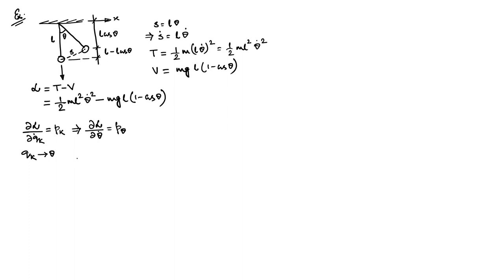So, if that is the case, then what is p theta? P theta is equal to partial differential of L with respect to theta dot. Now, if we do that, we have to differentiate this expression of Lagrangian with respect to theta dot. If we do that, we will get m L square theta dot. So, if I differentiate p theta, that is the generalized momentum, with respect to t, what we will have is p theta dot equal to m L square theta double dot.